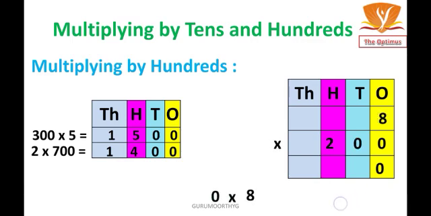Next, 2 into 8 equal to 16. This 16 I am going to write in thousands and hundreds place. So 8 into 200 equal to 1600. That means 1600.